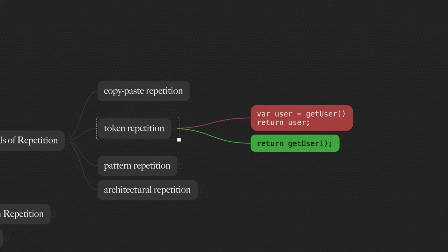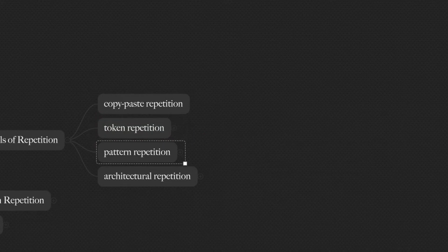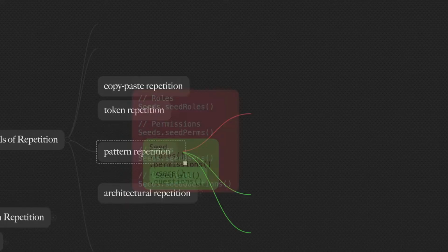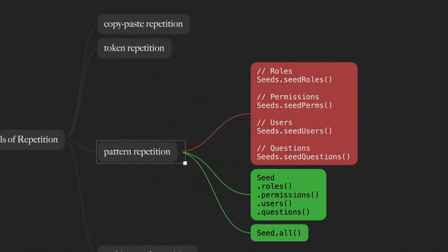And so we've definitely reduced our code size, and we've addressed a few other issues as well, which we'll get into in a moment. So now we're going to keep leveling this up. We're going to go to pattern repetition. In this example, we've got a file that's seeding our database, and we've got these lines where there's a comment roles, and then there's this class seeds, and then we're calling the seed role method on that class. And then we've got another comment permissions, and then seeds.seed permissions. Users, seeds.seed users, questions, seeds.seed questions.